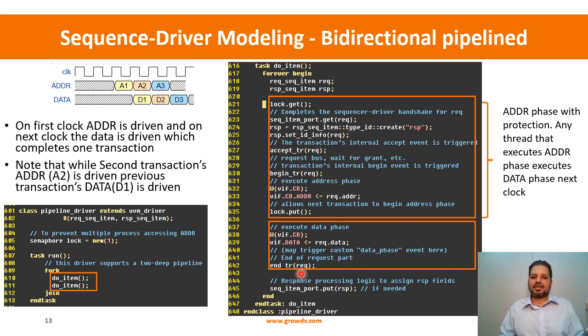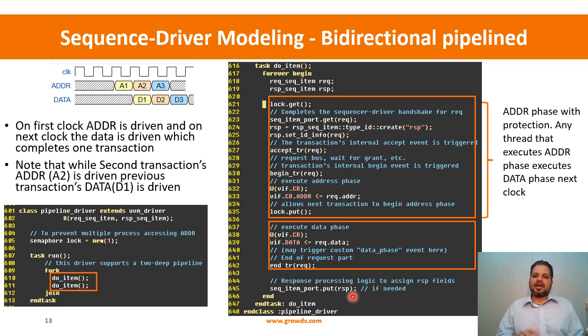So there is no handshake happening with the accept transaction, begin transaction, or end transaction calls, but the event is getting triggered. How that event can be used, we will look at, but the event is getting triggered. After that, what we are doing is sequence item port dot put response, as we had done in the previous case, but you can also use dot put RSP. This also is allowed. So you can do sequence item port dot put and the response.